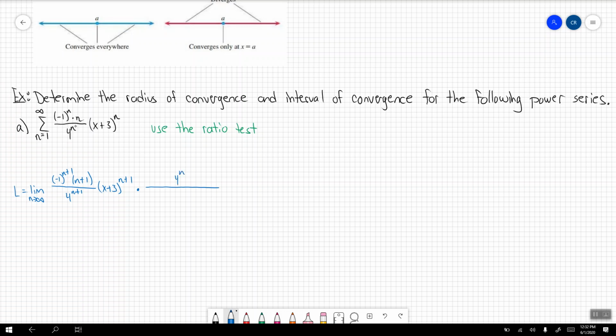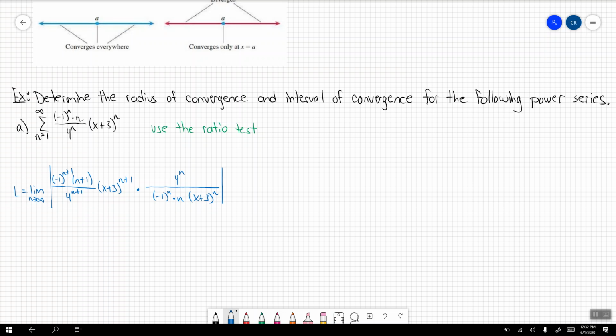4 to the power of n divided by negative 1 to the power of n multiplied by x plus 3 to the power of n. And again, this is all in the absolute value. Now again, remember, that's because we're dividing by a sub n, and just multiplying by its reciprocal is the same thing as dividing by the initial function here.